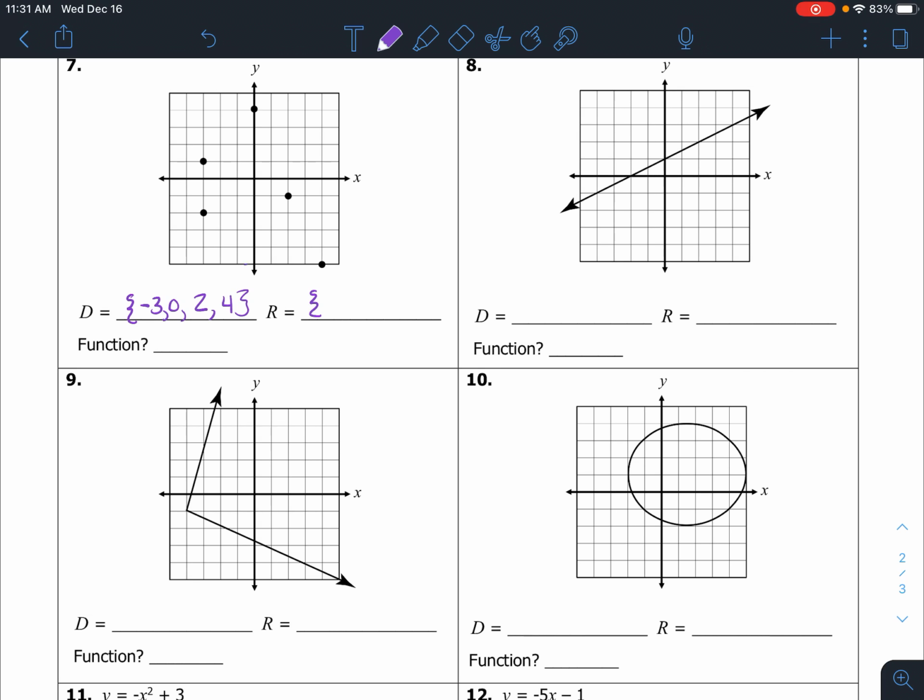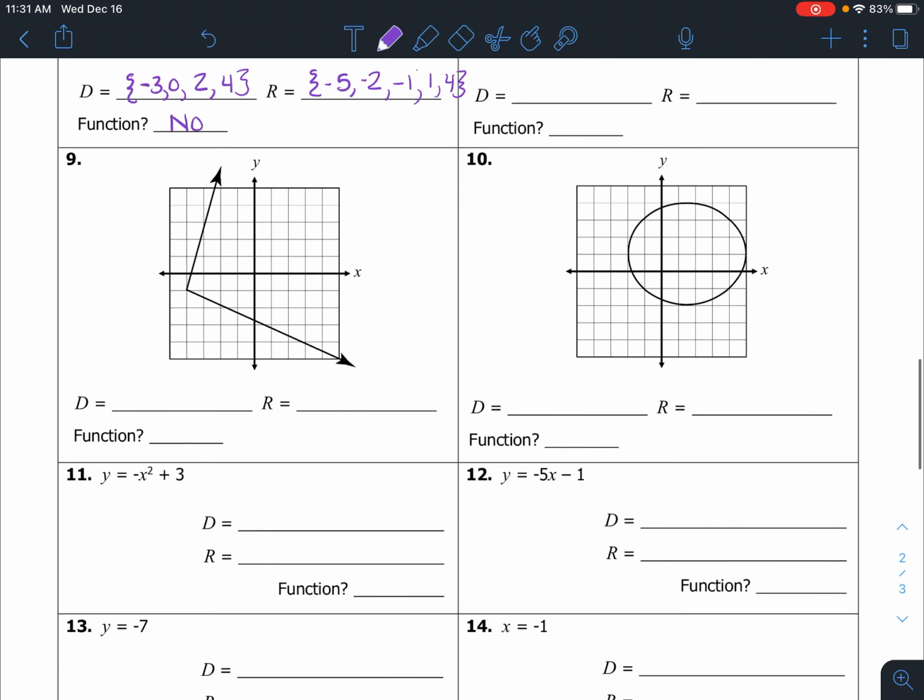So we have -5 here, -2, -1, 1, and 4. Okay, now is this a function? Graphically, does this pass the vertical line test? Well, if I draw a vertical line through those points there, it hits twice. So no, this is not a function.